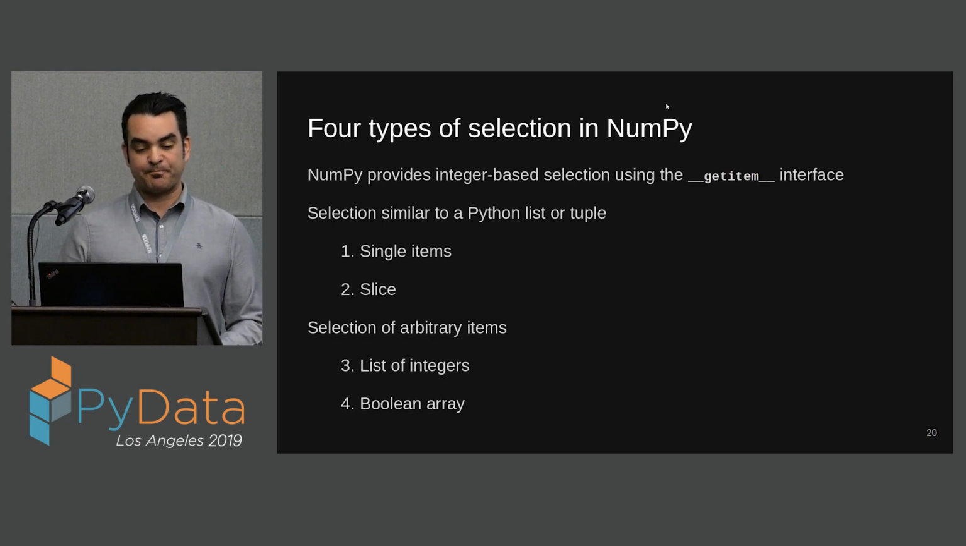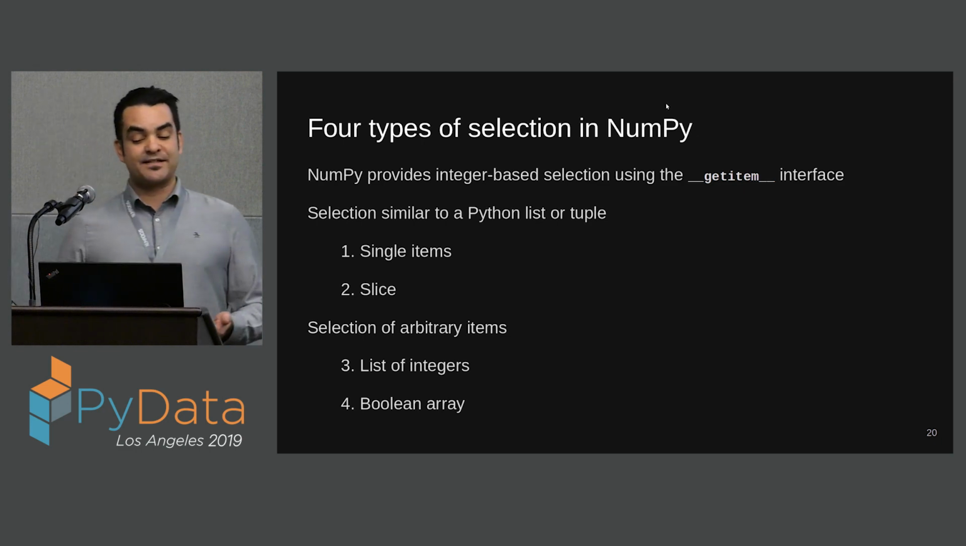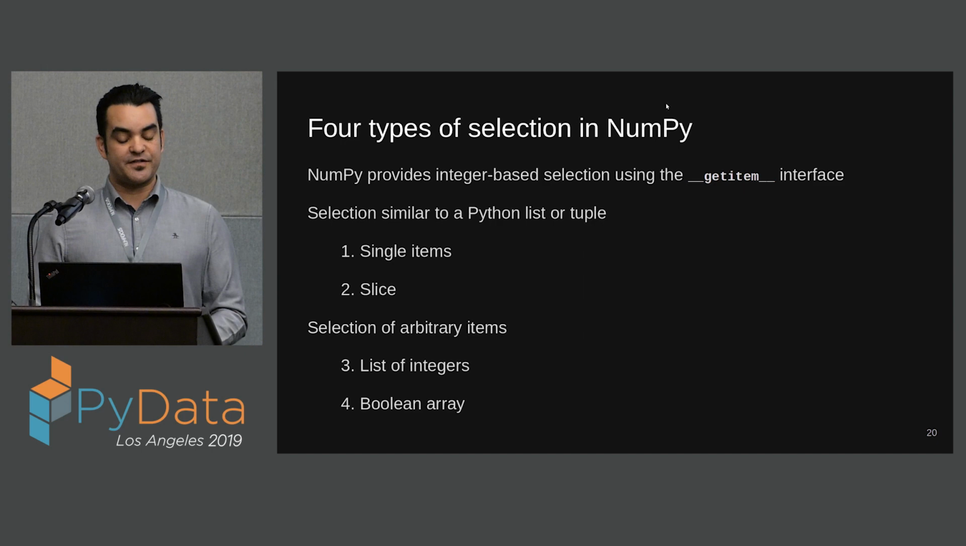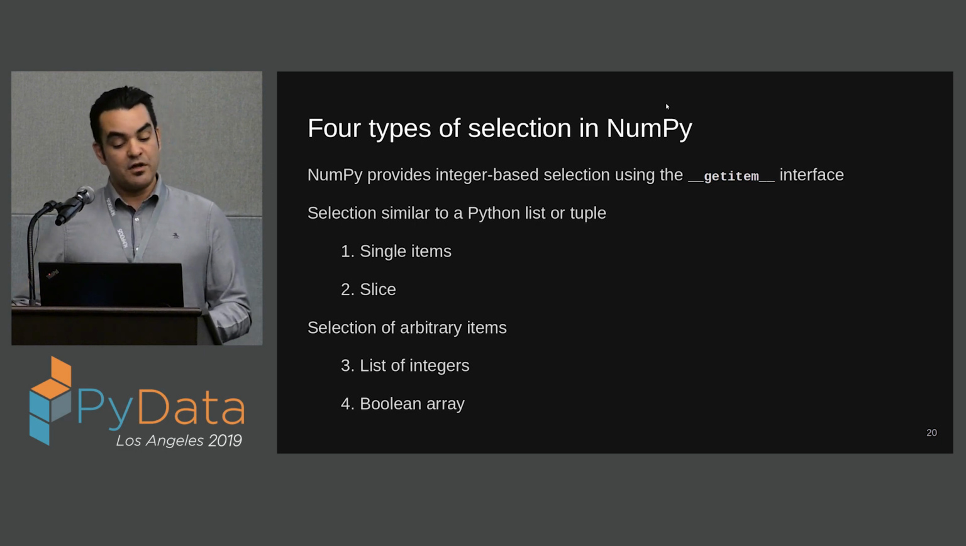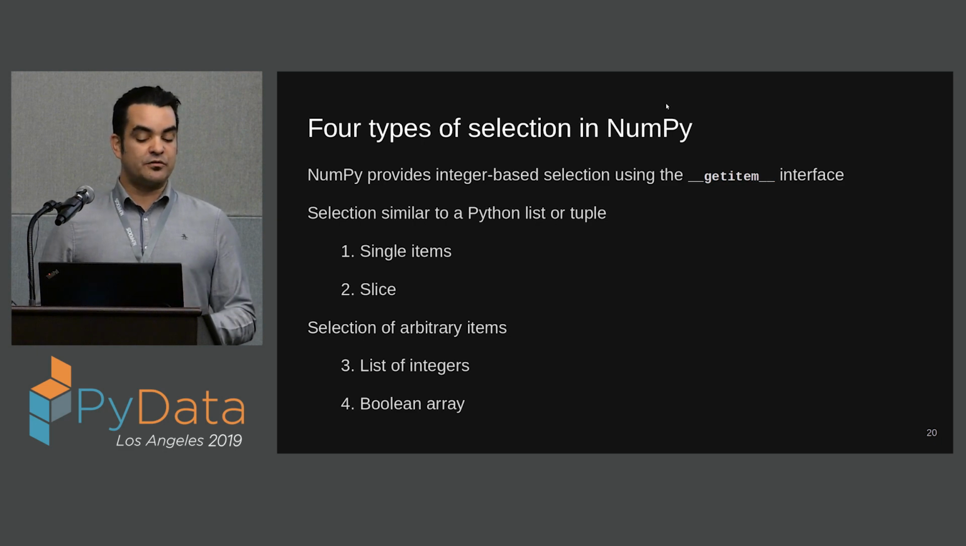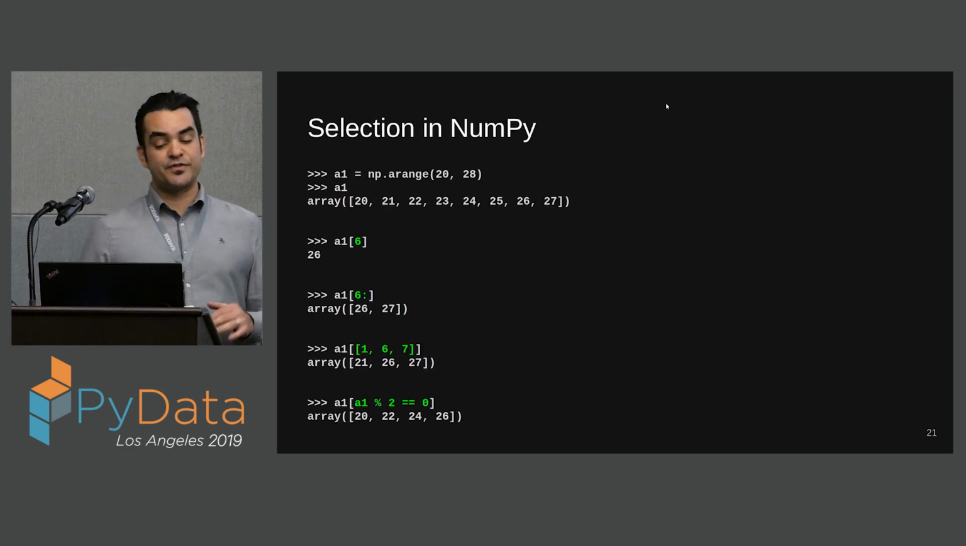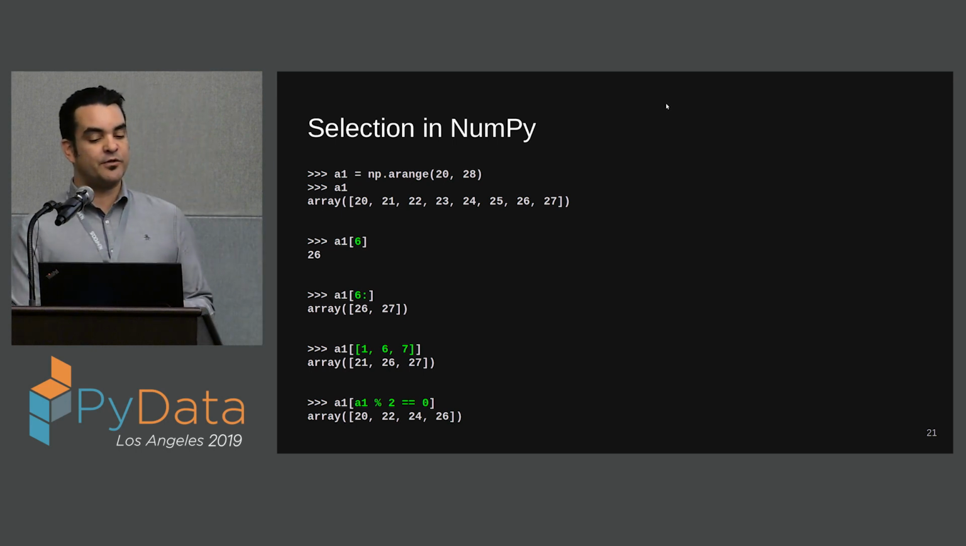And let me show you what I mean. So NumPy provides integer-based selection using the getitem interface. The selections available, some of them are like the Python list or tuple. So we can select single items or we can select slices. But NumPy goes further than the standard Python list or tuple. NumPy introduced the idea, as far as I know, of selecting arbitrary items through lists of integers or Boolean arrays. So we can see the examples of the four types of selection available in NumPy.